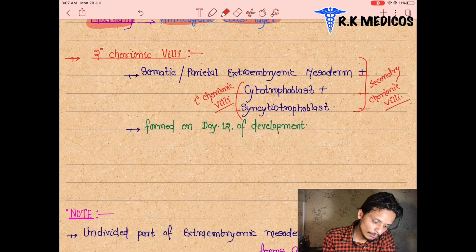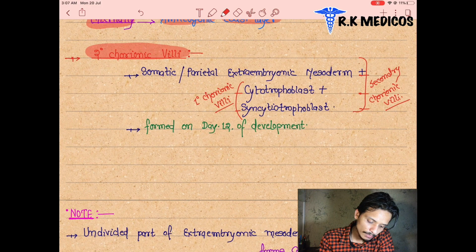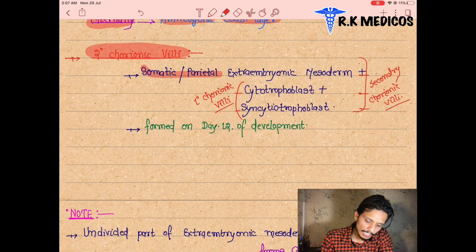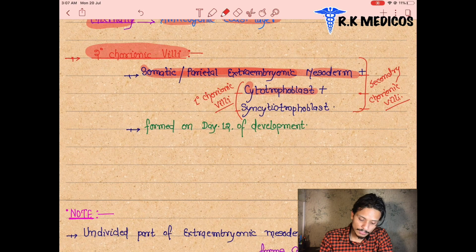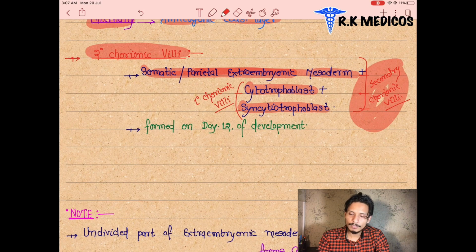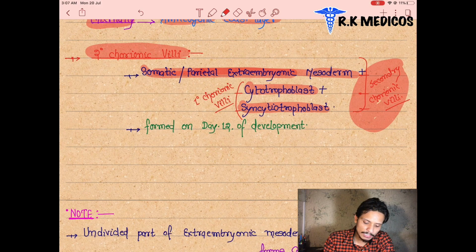Now the secondary chorionic villi, you know how it is formed. The secondary chorionic villi is a combination of three structures: somatic or parietal extra embryonic mesoderm, plus cytotrophoblast, plus syncytiotrophoblast. These three structures combined are called secondary chorionic villi. And what is the primary chorionic villi? It is a combination of cyto and syncytiotrophoblast, so these are called primary chorionic villi.